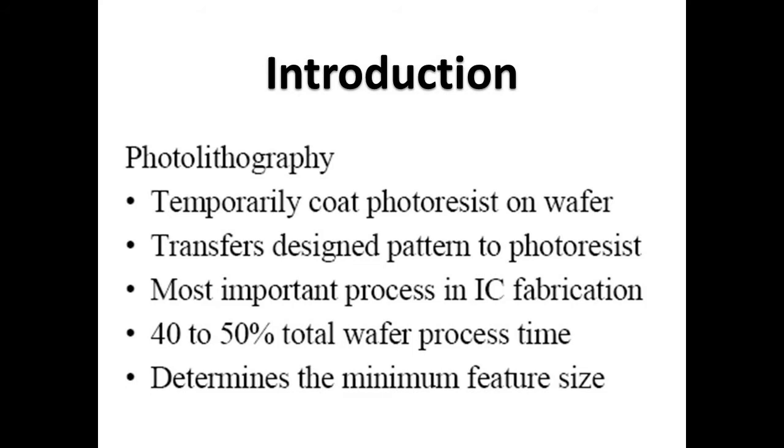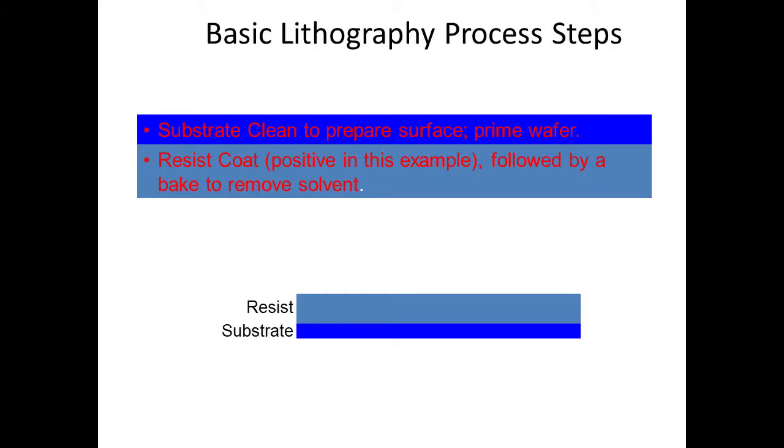But for this slide, the most important thing that you need to remember is how it works. It works by temporarily coating the photoresist on the wafer, and then you transfer the design pattern to the photoresist. This photolithography process will determine the minimum feature size, so it determines how small you want the size of your structure. And this process will take like 40 to 50% of the total wafer process time. For the next three slides, which are slides 10, 11 and 12, I will introduce you to the basic lithography process steps.